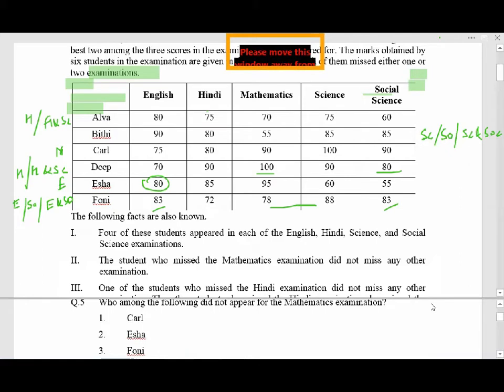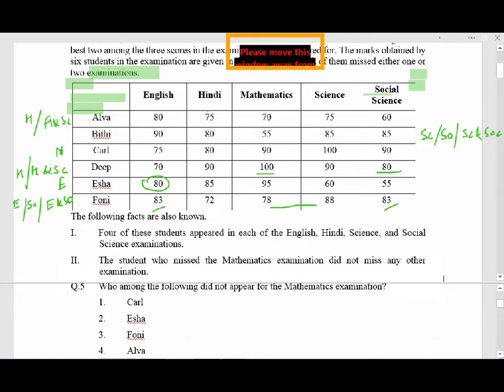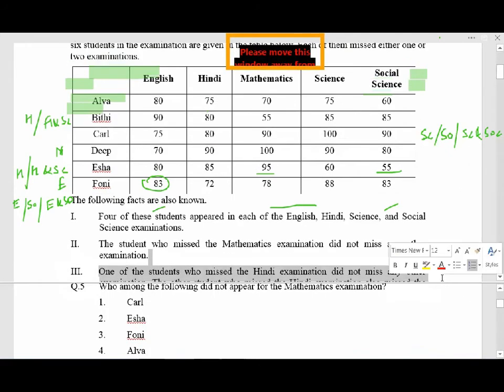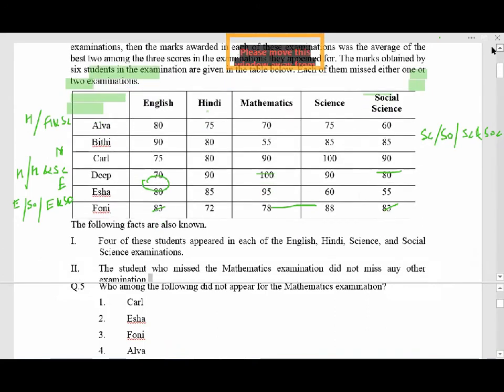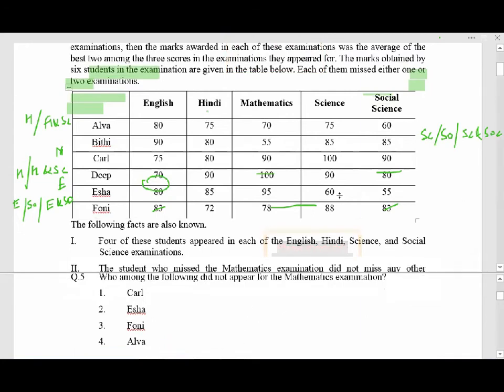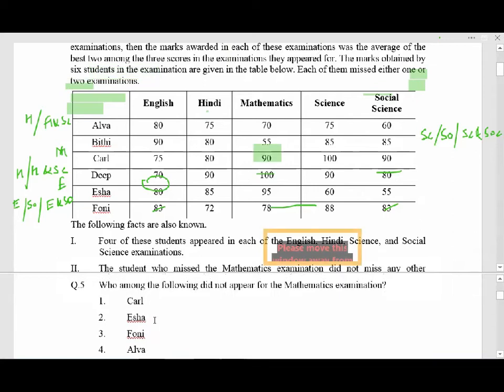Who among the following did not appear for the maths exam? Maths exam did not appear. Is Curl. Option 1.